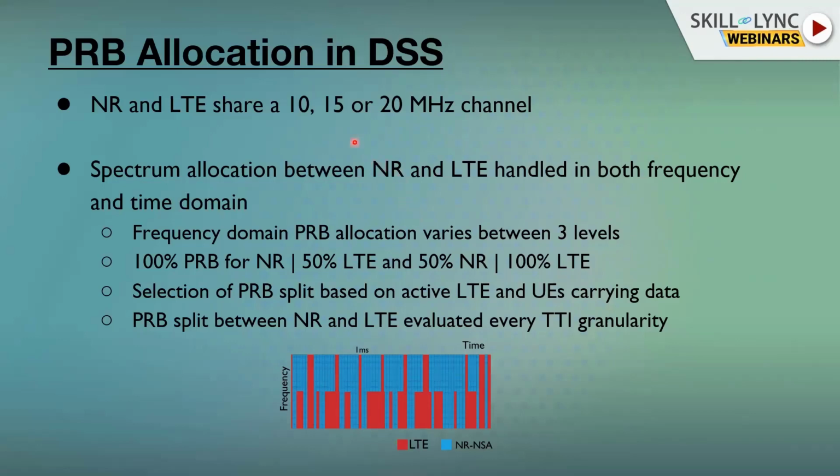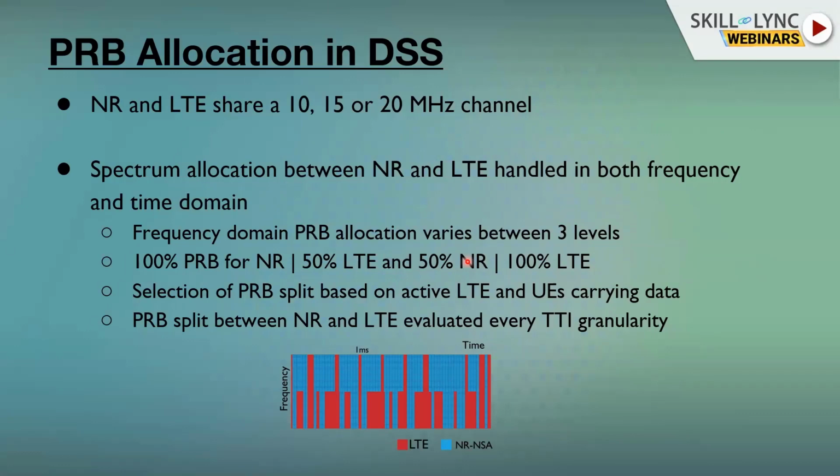And in frequency domain, the PRB allocation varies between 3 levels. So level 1 is your 100% PRBs used for NR. So all your physical resource blocks are used for NR. Your option level 2 is when 50% of PRBs are used for LTE and 50% for NR. And then your last one where 100% of your PRBs are used for LTE. So this selection of which option to go with is based on the UE carrying data. So it's based on active UEs basically in how you're going to do your PRB allocation. So again, it comes back to your traffic load and your current traffic conditions.